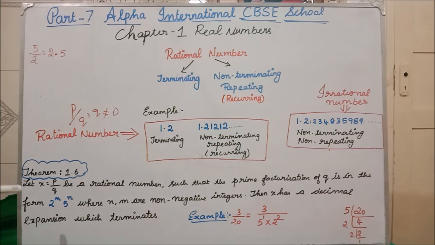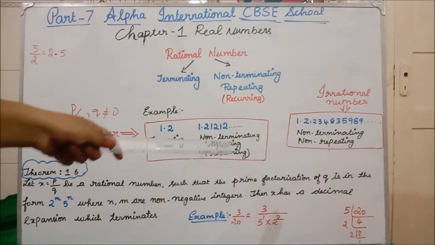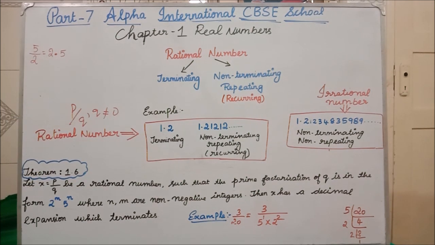Let x equal p by q. P by q means what? P denotes the numerator and the q part denotes the denominator. Let x equal p by q be a rational number such that the prime factorization of q. Prime factorization of q means what are they saying? The denominator part alone you have to do prime factorization.